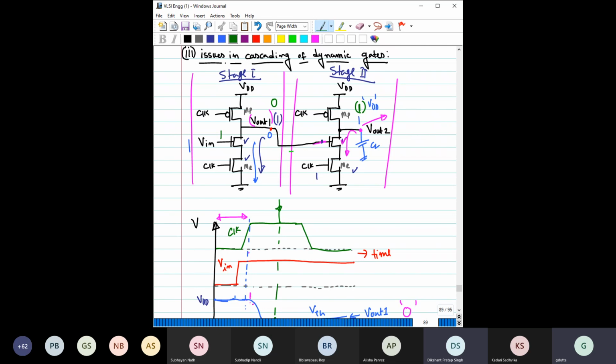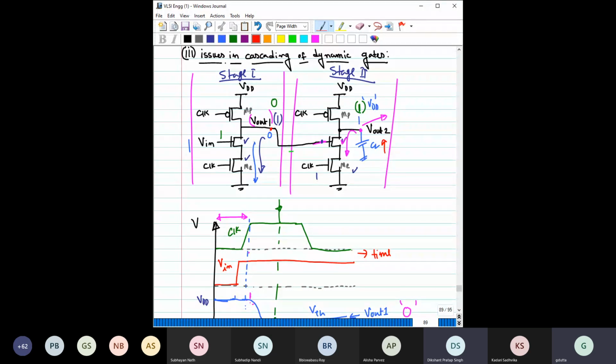Sir, if you arbitrarily increase the value of CL, then the discharging time increases. Can that issue be solved? Yes, you are saying that we can increase the value of CL. Increasing CL basically means in the next stage you are increasing the transistor width. Will it not affect the delay and all this stuff? Okay, right.